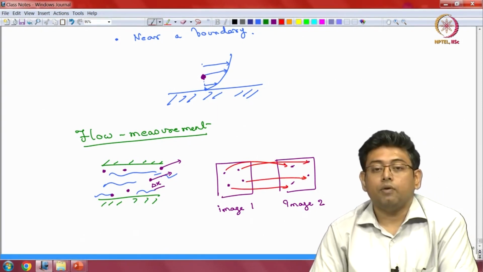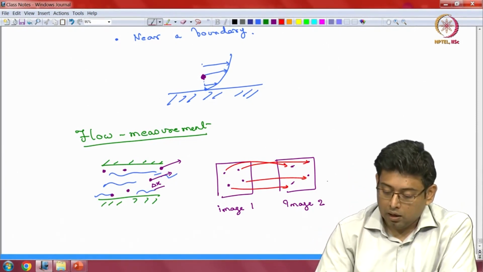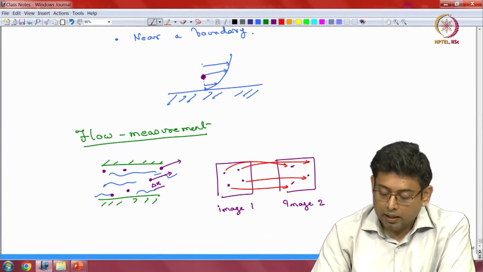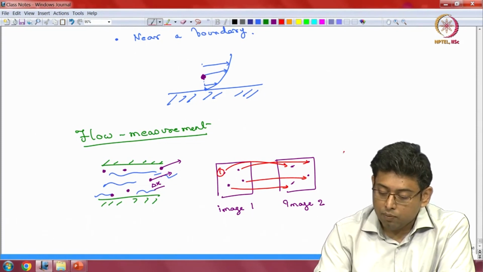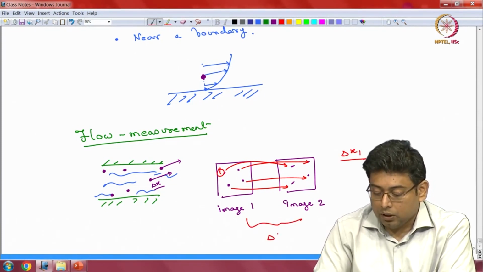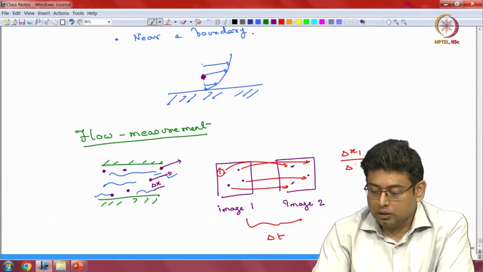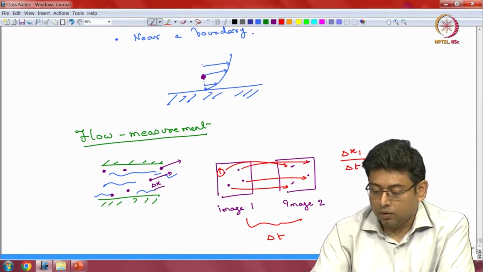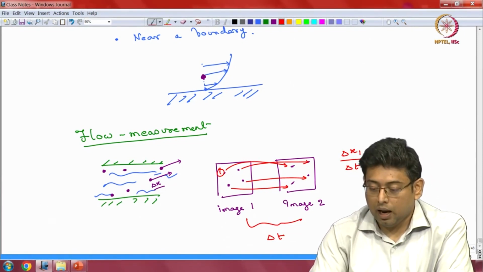If I'm able to determine this correspondence, then I can find how much, let's say this is particle 1, how much particle 1 moved, and what is the time gap between these two images, and then divide it to get an estimate of a velocity. Now this velocity is a Lagrangian velocity.